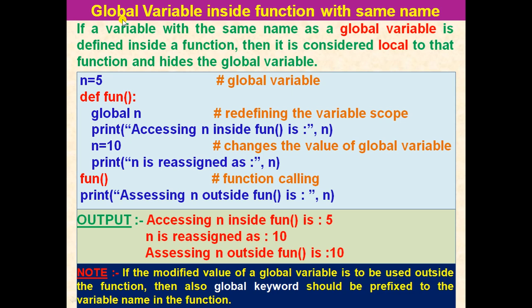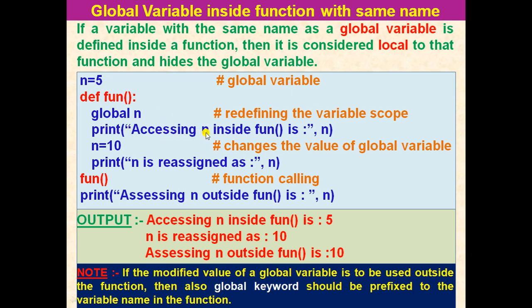Now, if inside a function we have a variable with the same name as a global variable, then what happens? If a variable with the same name as a global variable is defined inside a function, then it is considered local to that function and hides the global variable. It means here n is equal to 5, it is a global variable, and if we define the same n inside the function, then it locally redefines the scope. It changes the scope of n to a local variable.